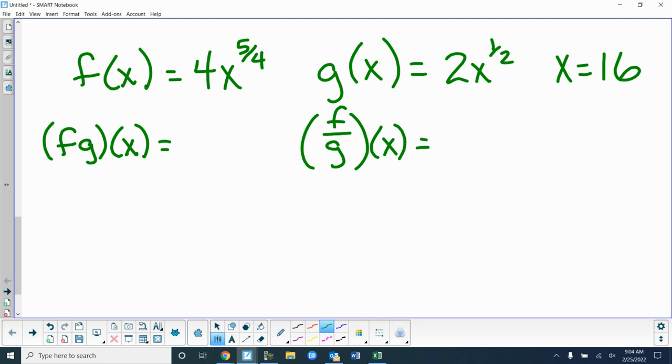Yeah. Oh, yeah. Now, what do you do with the exponents now? When it's division? Well, when we did multiplication, we add. Yes.